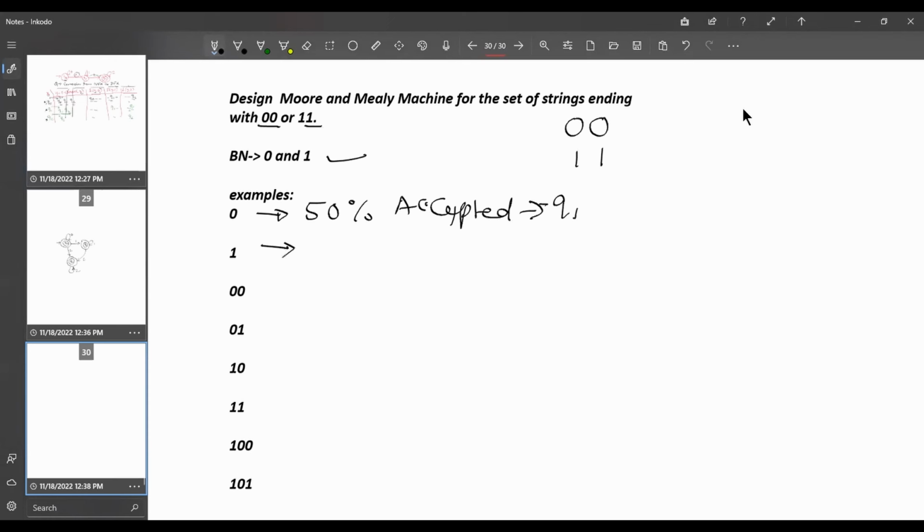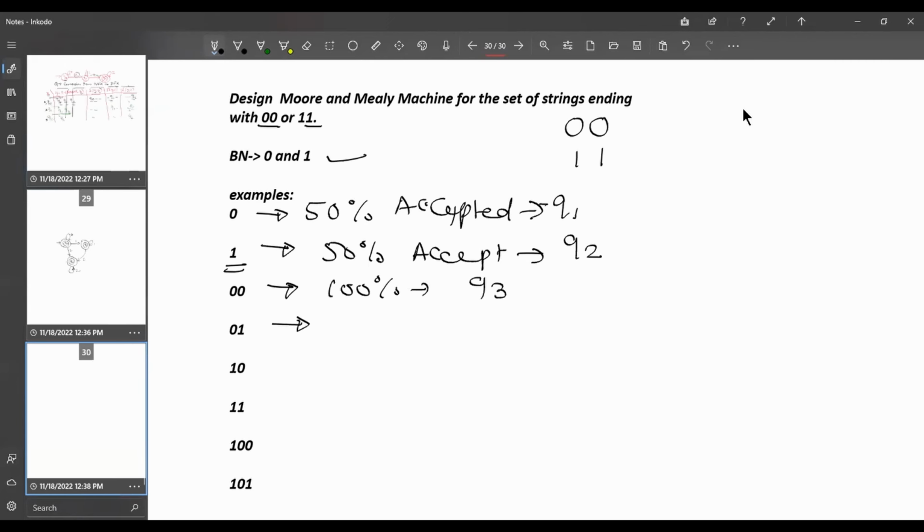Now here we are having 1, that means your string is now ending with 1. So this is again 50% accepted, but having different conditions. So we can say this is Q2. Now here we are having 00, that is 100% required string. So for example, this is Q3.